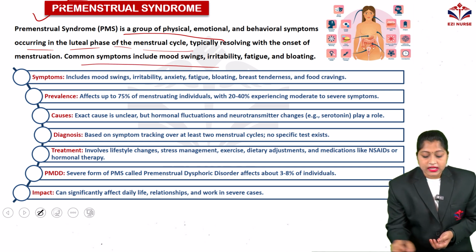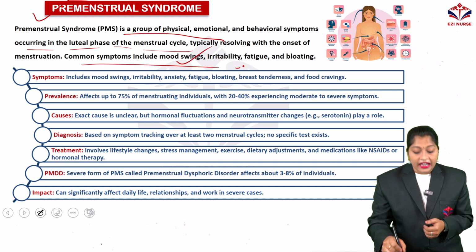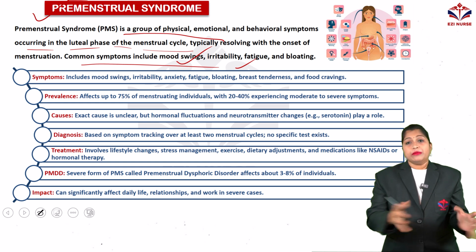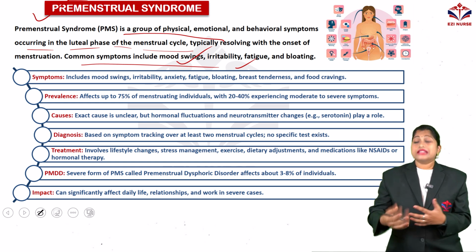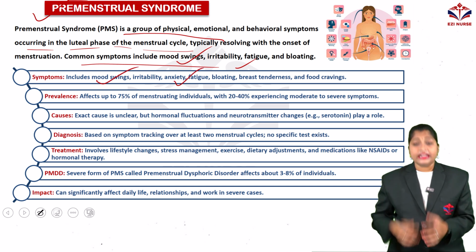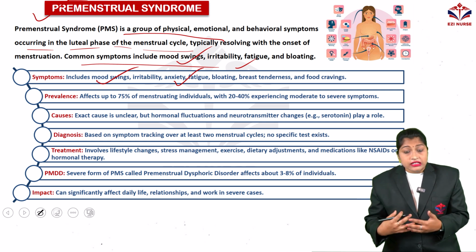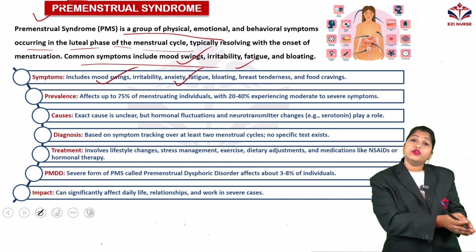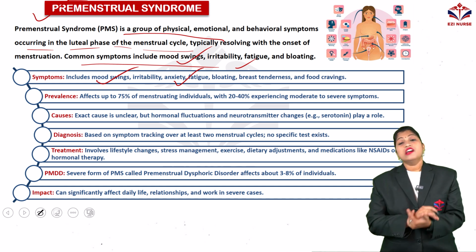So it is seen there are common symptoms, for example, mood swings, irritability, fatigue and bloating in this premenstrual syndrome in the women who are experiencing these symptoms. So we can see symptoms like mood swings, irritability, anxiety, fatigue, bloating in the stomach, breast tenderness and food cravings. Certain specific food cravings are seen in women who are experiencing premenstrual syndrome.